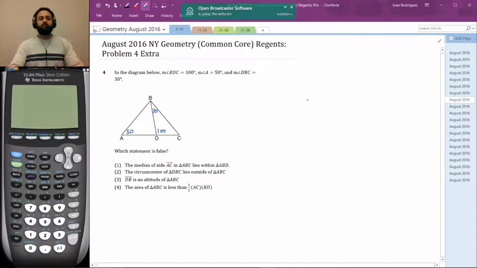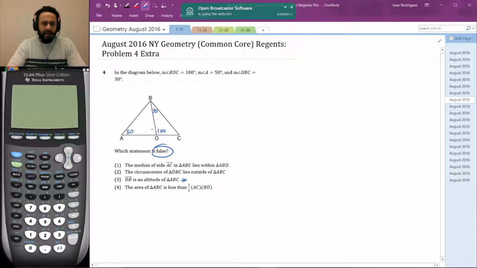Okay, now which statement is false? So there's some more complex statements. Median of side AC in triangle ABC lies within triangle ABD. The circumcenter of triangle DBC lies outside of triangle ABC. And then the line DB is an altitude of triangle ABC. We're looking for false. And the area of triangle ABC is less than 1/2 parentheses AC times BD. Okay, that's a lot of tough stuff. So maybe we can look at this question a little bit strategically. I see the most valuable statement probably is number 3.